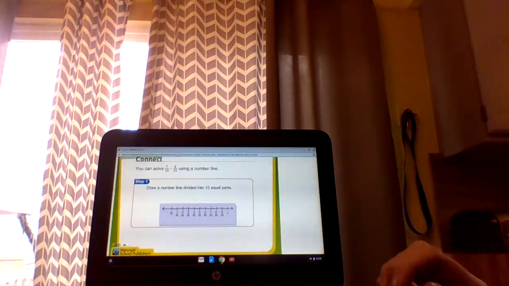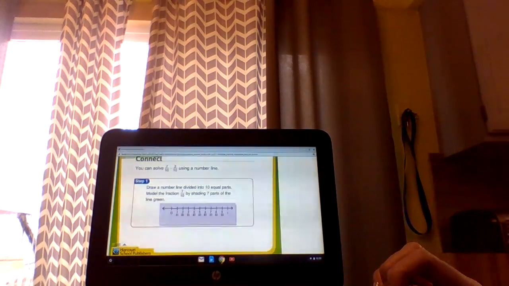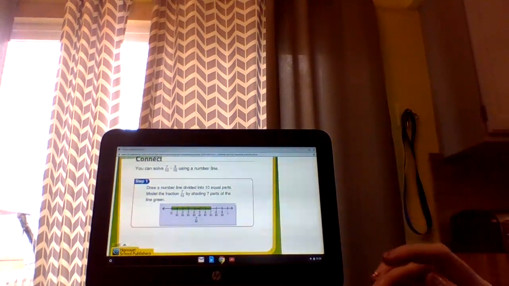Look at their number line. We have it divided into tenths. Model the fraction 7 tenths by shading 7 parts of the line green. Okay. See how they shaded 7 tenths?